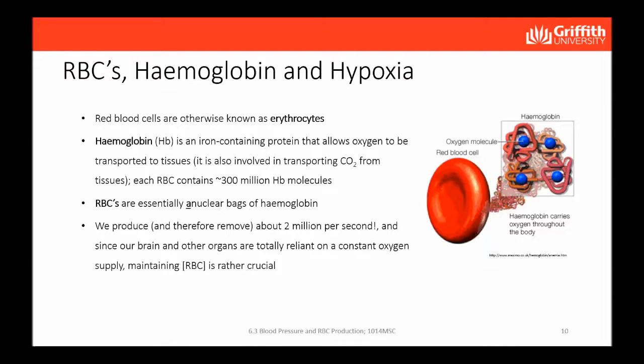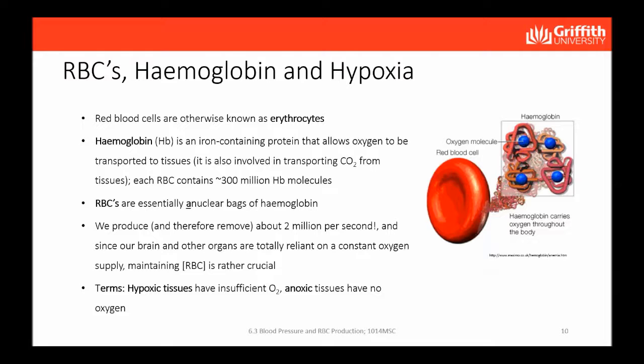The number of circulating erythrocytes in a given individual is remarkably constant and reflects a balance between red cell production and destruction. To ensure the number of erythrocytes in the blood remains within the homeostatic range, cells are produced at an incredibly rapid rate of more than 200 million cells per second in healthy people. And because our brain and other organs are entirely reliant on a constant supply of oxygen, maintaining an adequate red blood cell concentration is crucial.